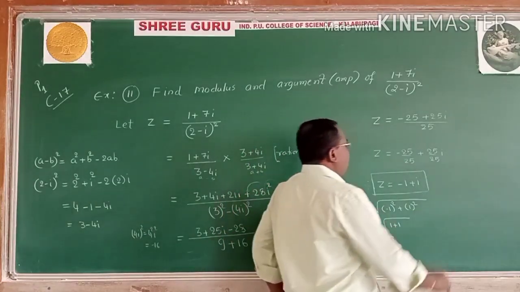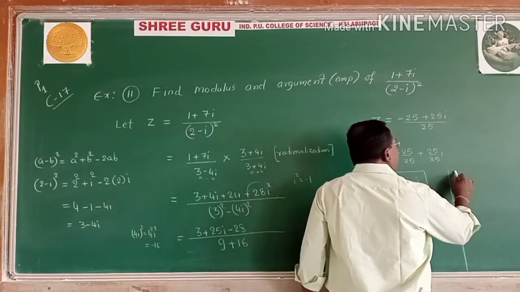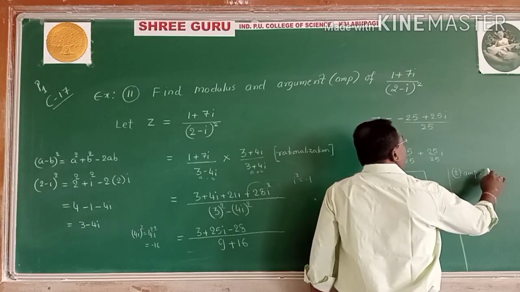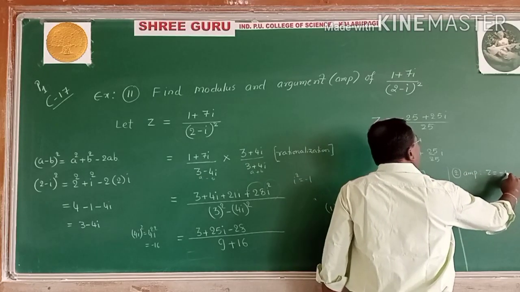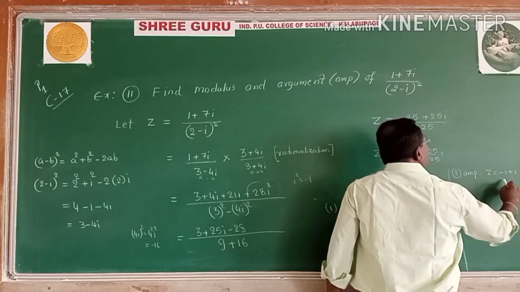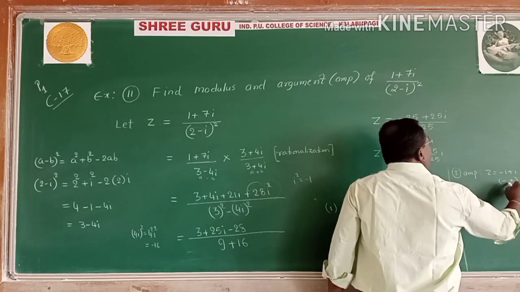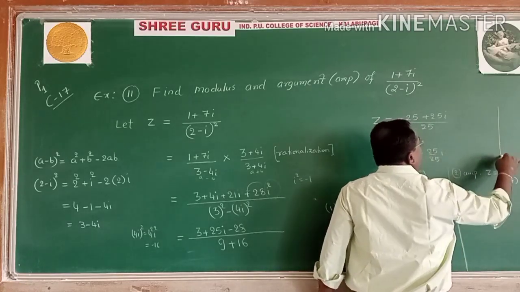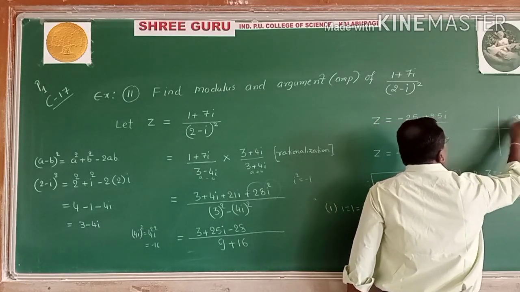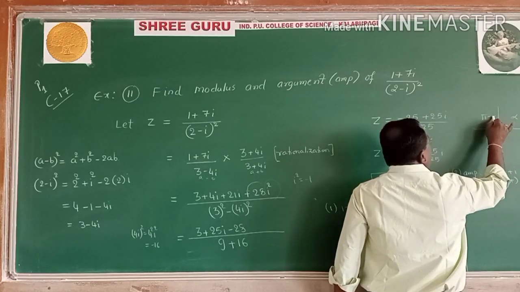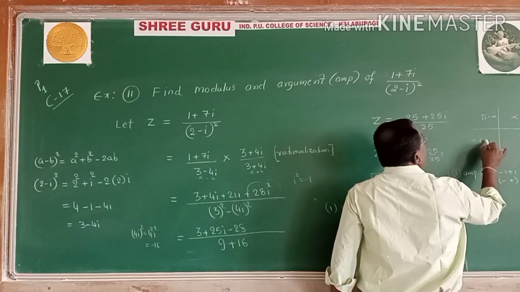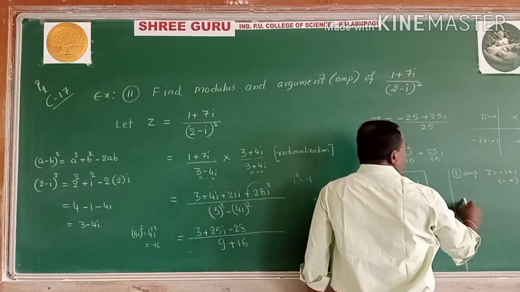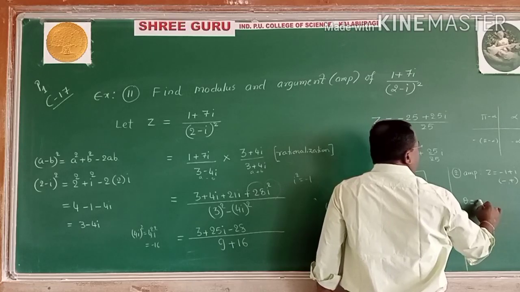Next, to find amplitude. Z is equal to minus 1 plus i. This is negative, this is positive, so definitely it belongs to the second quadrant. Second quadrant amplitude is what? Pi minus alpha. Here amplitude theta is equal to pi minus alpha.